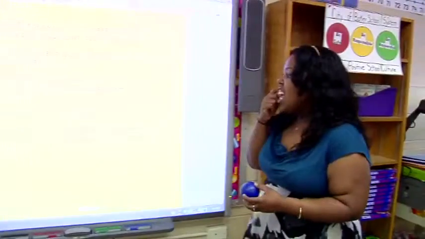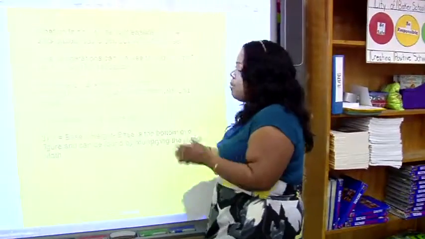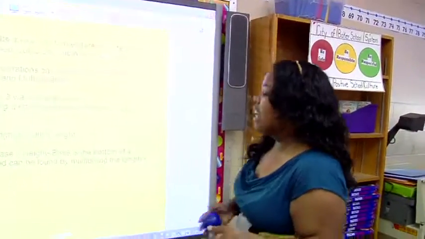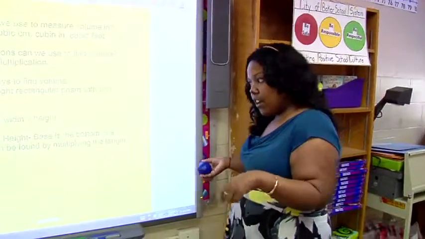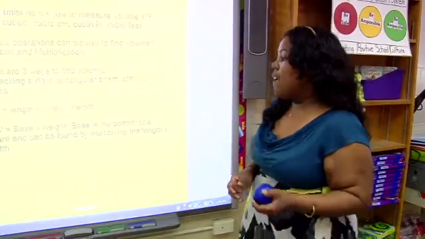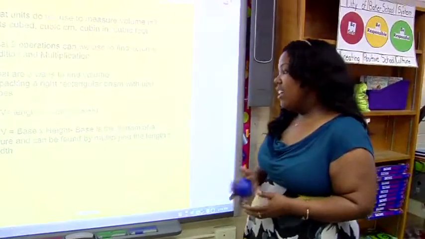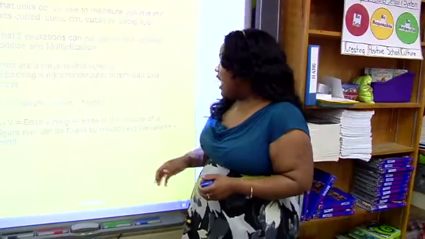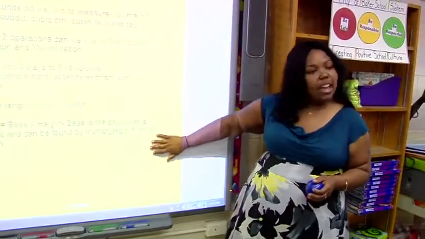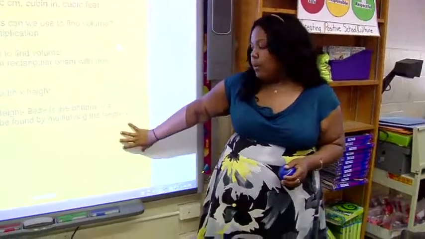We need 1 more. You can pack a right rectangular prism with unit cubes. You can use the equation volume equals length times width times height. You can also use the equation volume equals base, which is what Keelan was talking about before, so area times the height. And if you already know how to find the base, you don't have to fill in this part, but if you need a quick reminder, make sure you fill it in.